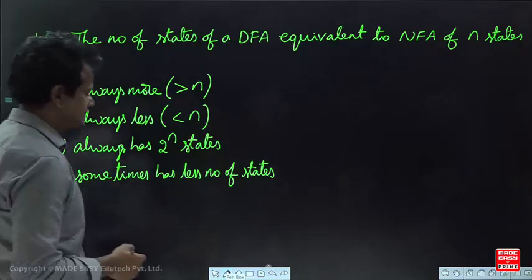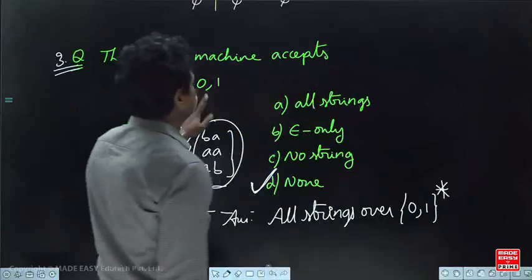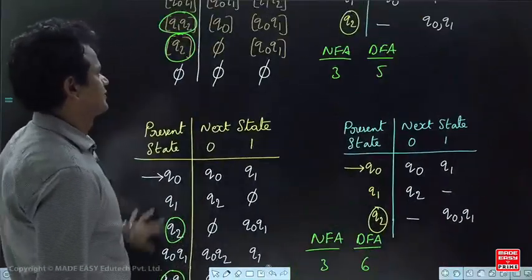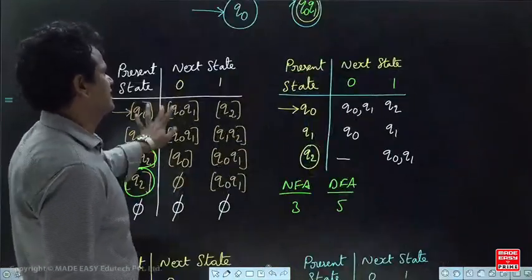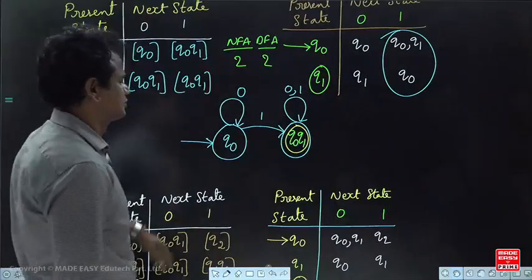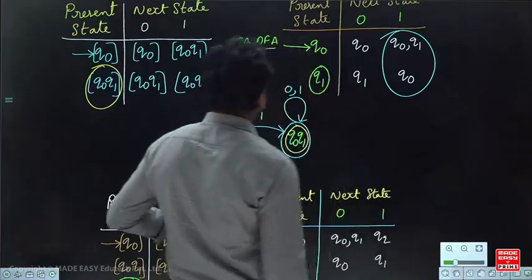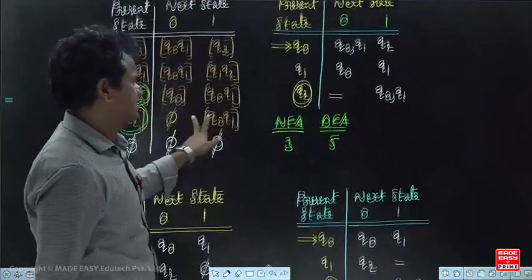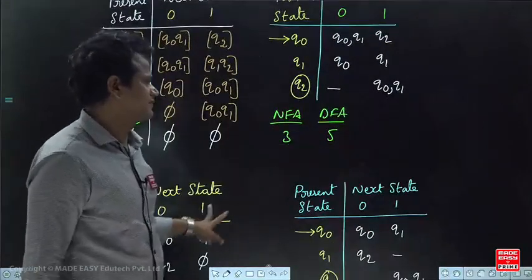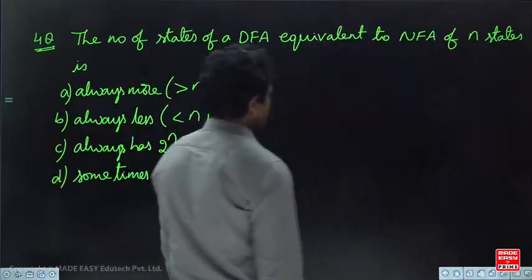Okay, now look at this, guys. Yesterday we have done 3 questions. In the first NFA, we have 2 states and the equivalent DFA also 2. Okay, next, in the second NFA 3 and the equivalent DFA 5. Next, 3 and 6.